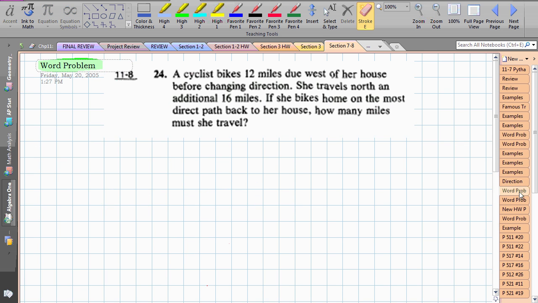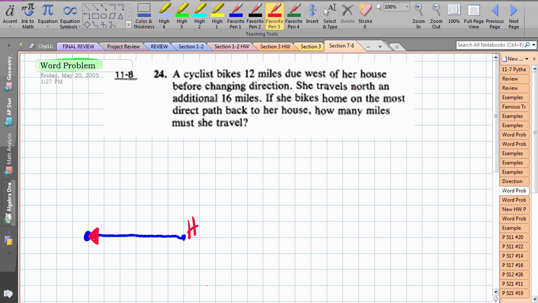So as we do this problem in here, I notice a cyclist bikes 12 miles due west. Well, what does due west mean? Well, that means directly west. So this little line here is symbolizing the direction where the cyclist is traveling, due west of her house before changing direction. So this was her house, and the bicyclist is traveling 12 miles exactly west here. I don't have to put this arrow, but I just want to tell the story that the bike is traveling in this direction. Then it's going to change direction.